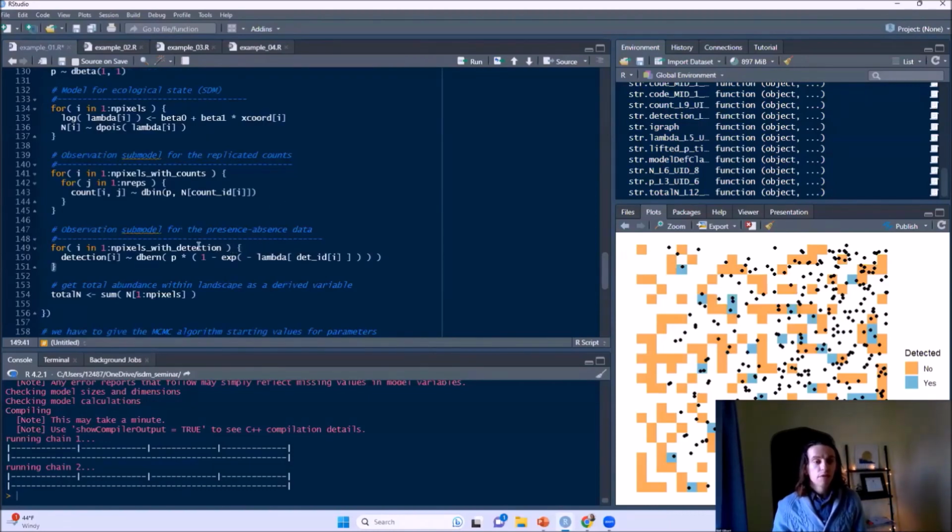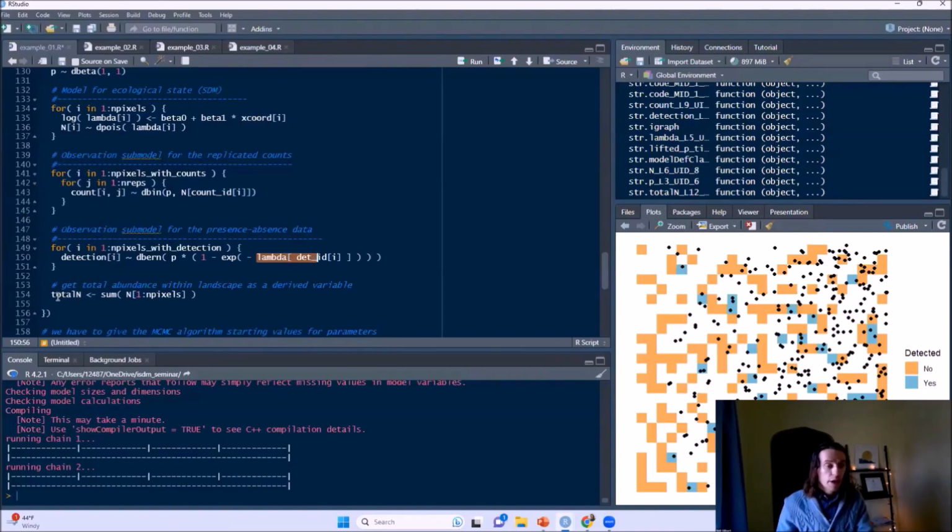So the important thing to note here is that both of these data sets are telling us something about, or giving us information on, the expected abundance patterns within the landscape. We have latent abundance showing up here in our count submodel, and we have the lambda showing up here in our model for the presence absence data.